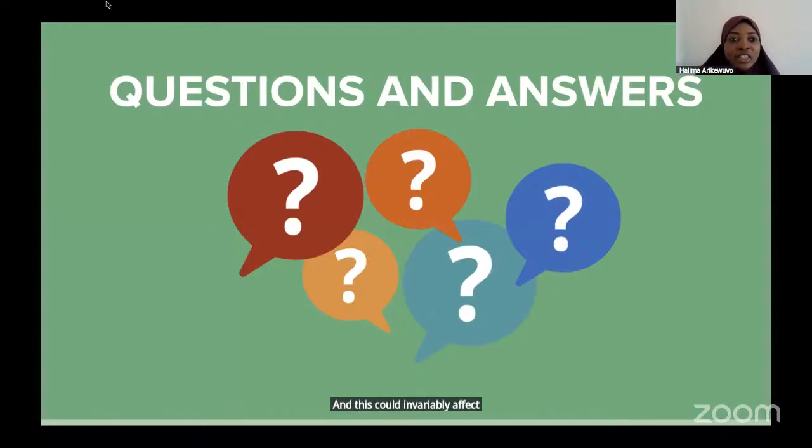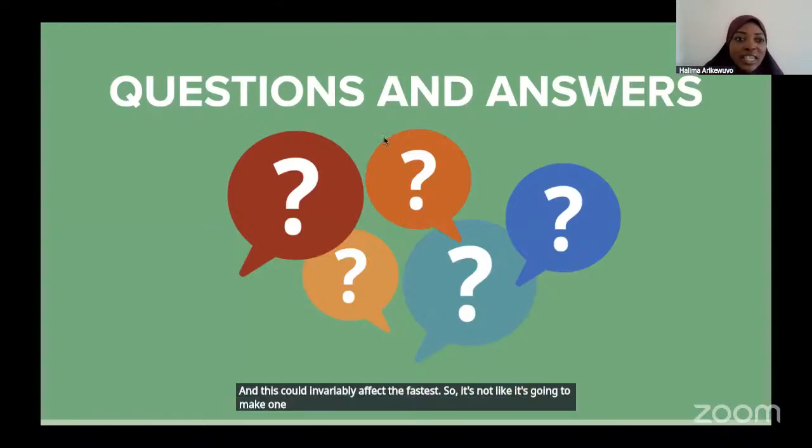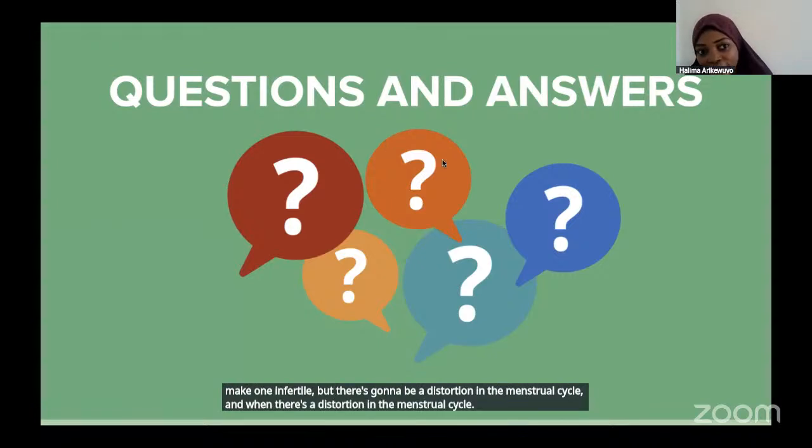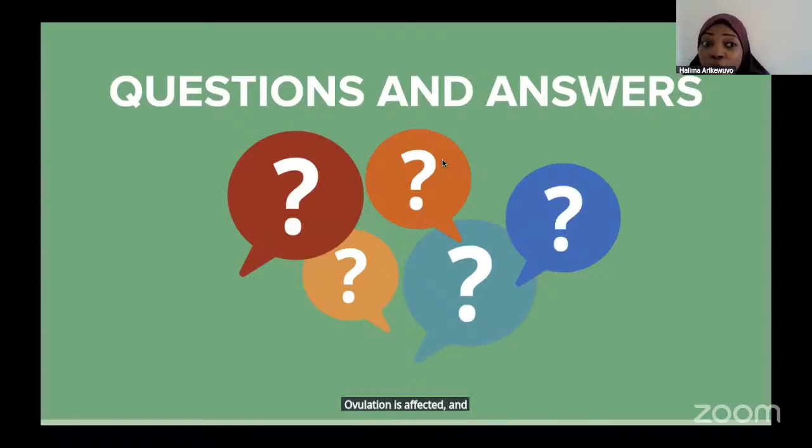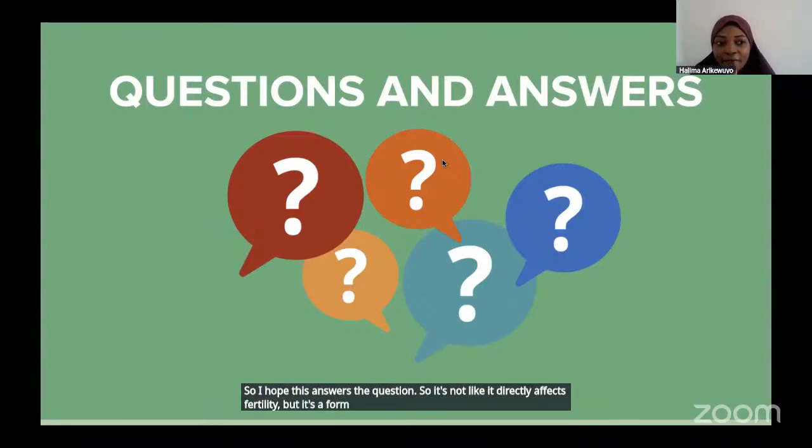So it's not like it's going to make one infertile, but there's going to be a distortion in the menstrual cycle. And when there's a distortion in the menstrual cycle, ovulation is affected. And ovulation is also pivotal to getting pregnant. So I hope this answers the question. It's not like it directly affects fertility, but it's a form of affectation on ovulation and invariably affects fertility.